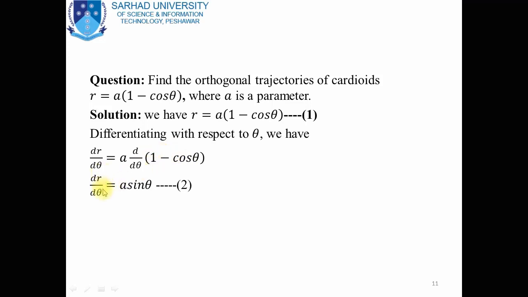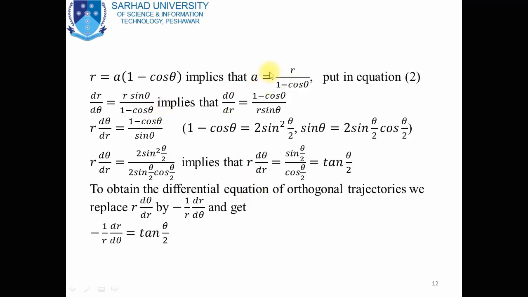So we obtain dr by d theta is equal to a sin theta. This is equation number 2. Now replace this a from this equation, find the value of a from the given family of curve. We obtain a is equal to r divided by 1 minus cos theta.